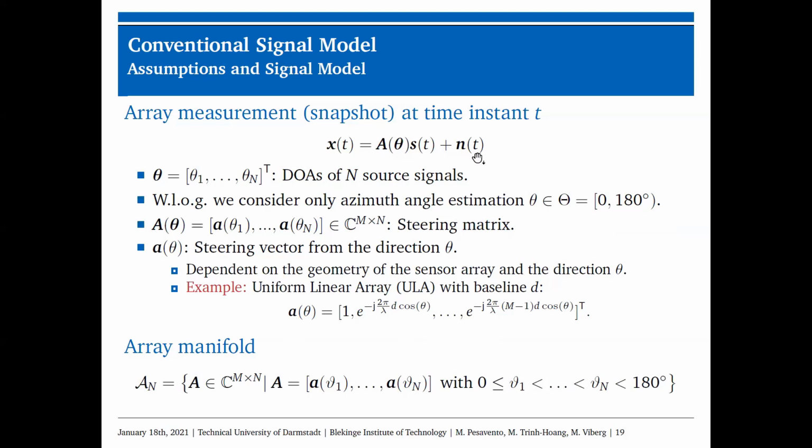The matrix A of theta is M by N. Its columns are the steering vectors A of theta k, where theta k is the kth component of the DOA parameter vector theta. The steering vectors depend on the array geometry, and for a uniform linear array, it has the form shown here. In general, the array manifold is defined as the span of steering vectors as theta varies over its definition region, which is in this case taken as 0 to 180 degrees.